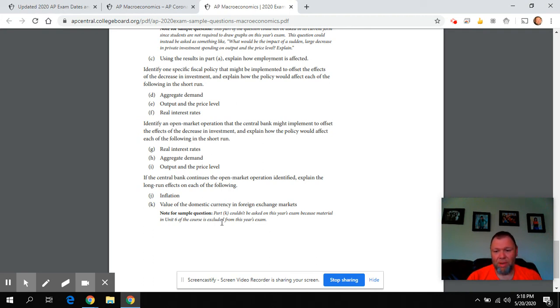MV equals PQ, right? The monetary equation. Money supply times velocity equals price times quantity. If I increase the money supply and quantity is staying the same, price has to go up. And velocity always stays the same, right? So hopefully you guys were able to answer those questions.